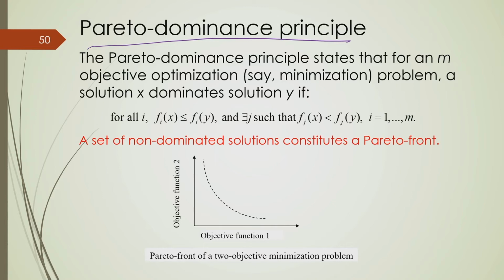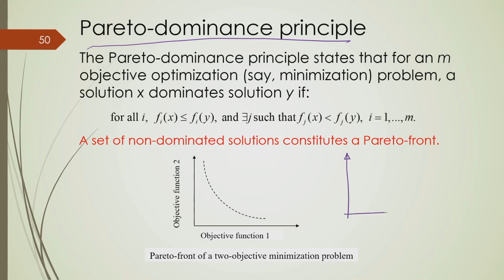Now, what is the Pareto dominance principle? It is something that one needs to understand very clearly. In the Pareto dominance principle, we say that a solution dominates another solution if it is strictly better in view of one objective, and in view of the other objective it is equally good, or not worse, as compared to the other solution.